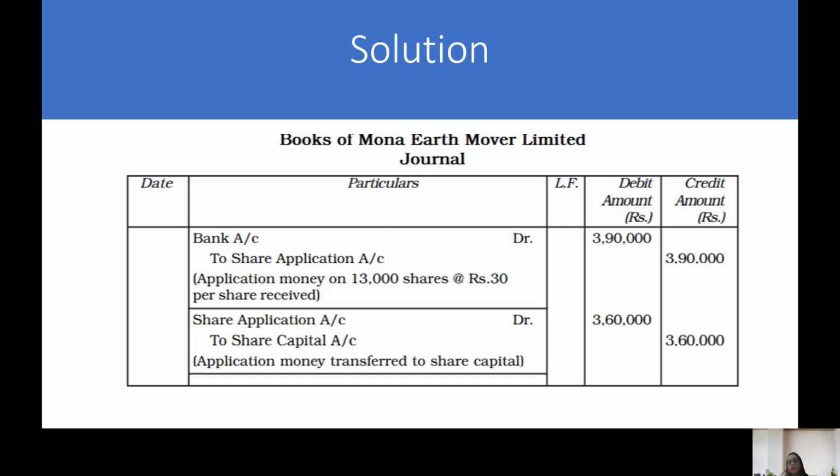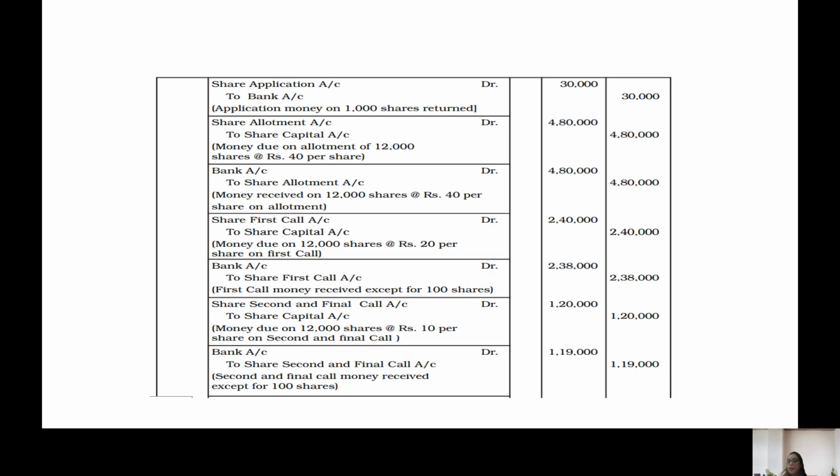So 12,000 shares were allotted. So 12,000 multiplied by 30 rupees per share becomes 3,60,000. So share application account debit to share capital account, that is 3,60,000. Now the refunded money will be returned. So the journal entry for the same is share application account debit to bank account, right? 1,000 shares at the rate of 30 each, 30,000.